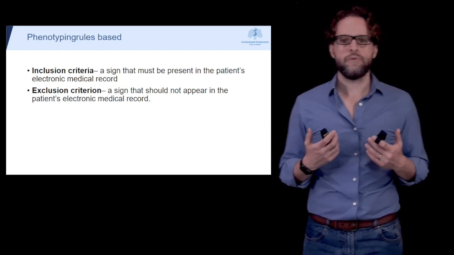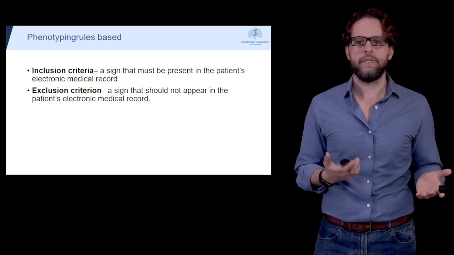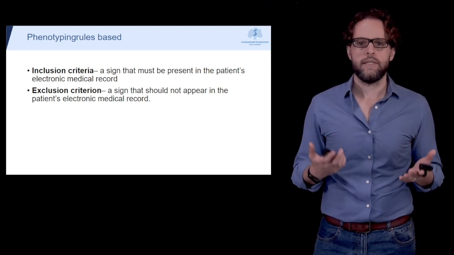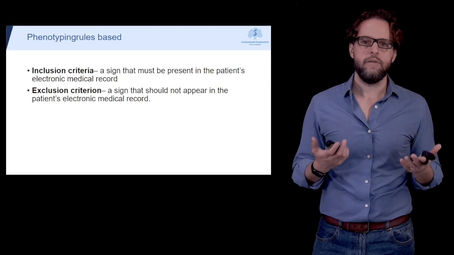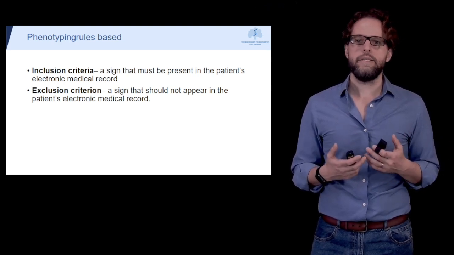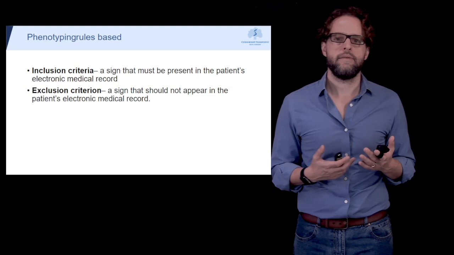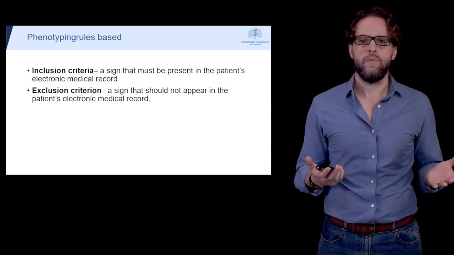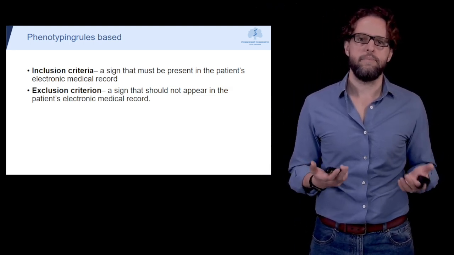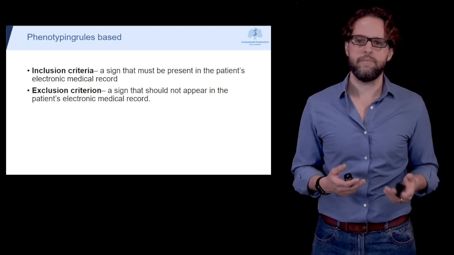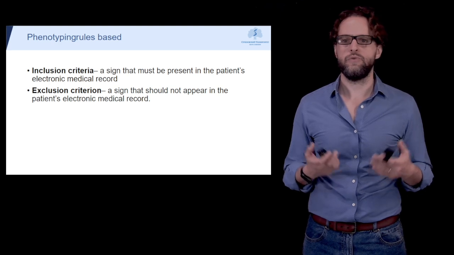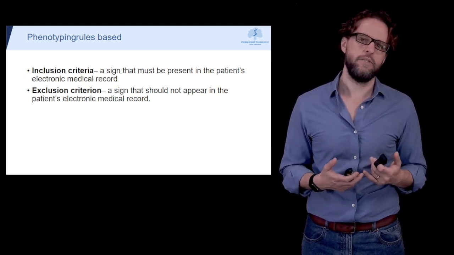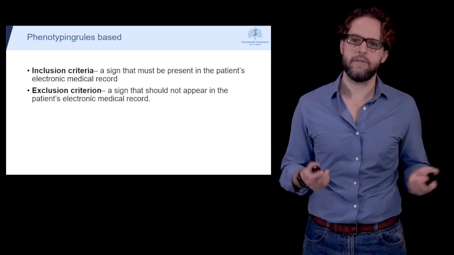Sets of rules are created by experts who reach consensus on these criteria in an internal manner. Inclusion criteria are signs that must be present in the patient's electronic medical record. And exclusion criteria are signs that should not appear in the patient's electronic medical record.